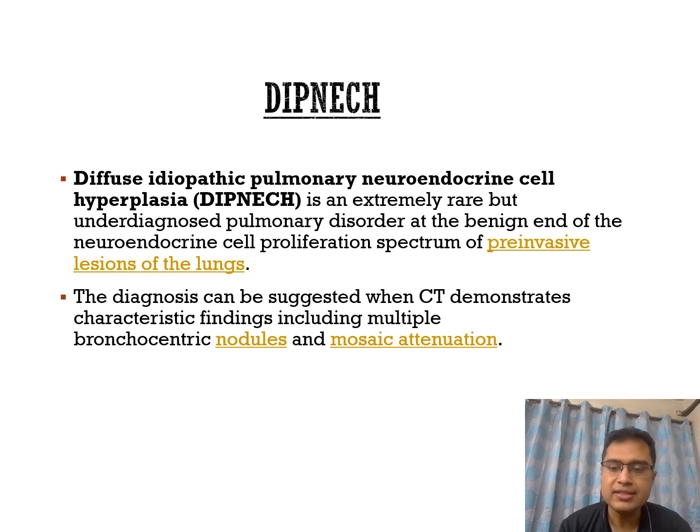Based on these findings, the diagnosis is DIPNECH, that is diffuse idiopathic pulmonary neuroendocrine cell hyperplasia, which is an extremely rare but underdiagnosed pulmonary disorder at the benign end of the neuroendocrine cell proliferation spectrum of the pre-invasive lung lesions. The diagnosis can be suggested when CT demonstrates characteristic findings, including multiple bronchocentric nodules as well as mosaic attenuation, which was seen in this particular case.